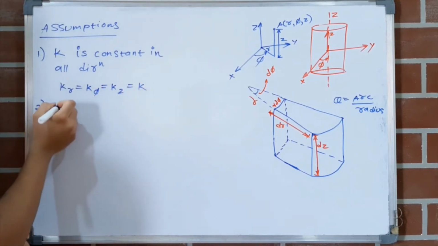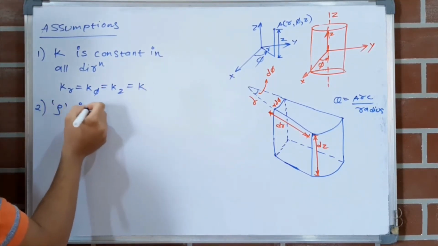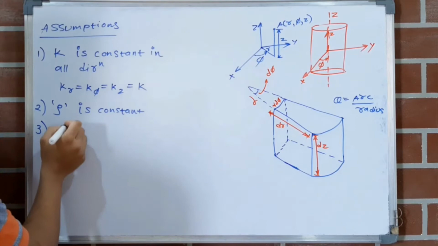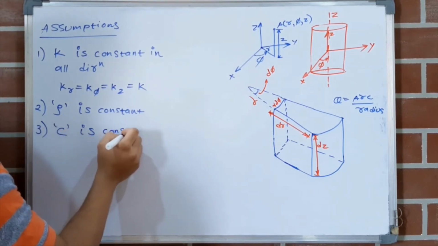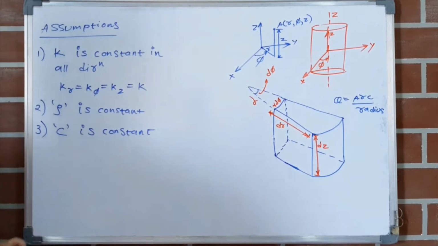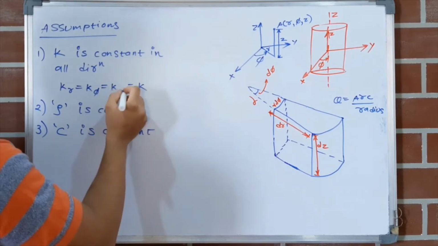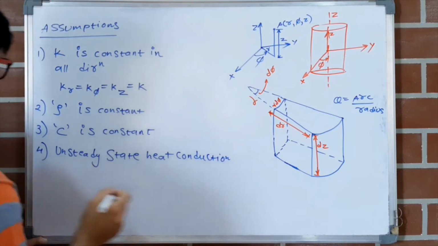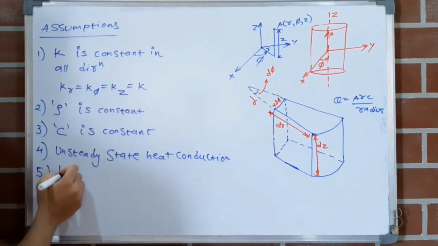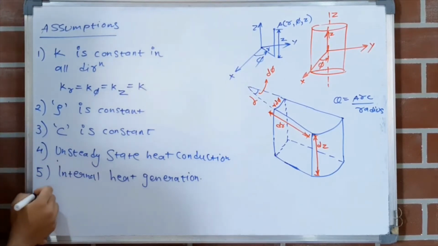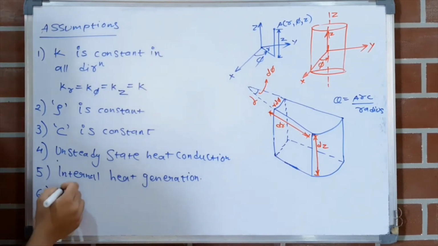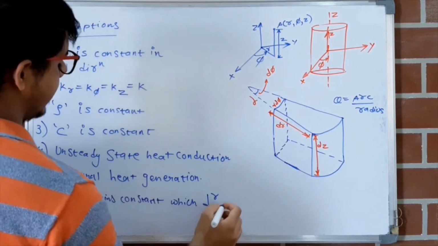Now the second condition is that rho, the density, is constant, and the third is that C, the specific heat, is constant in all directions. Now the remaining assumptions are the same as the assumptions which we discussed in the previous lecture. That is, we have unsteady state heat conduction, then we have internal heat generation, then we have the area perpendicular to the heat flow remaining constant.